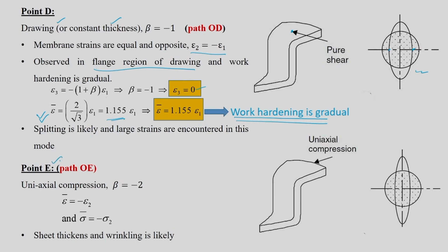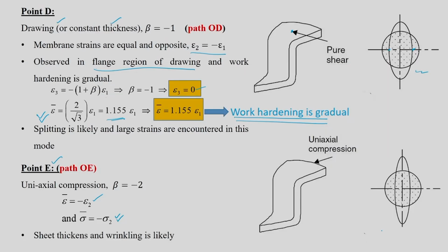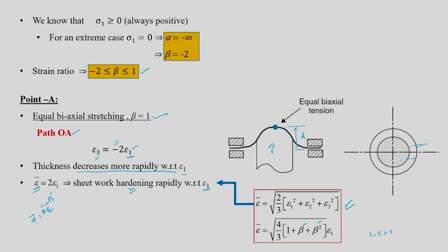And there is one more point called point E. If you pick up the point OE, that is the last one, beta equal to minus 2. Here also you can see that epsilon bar will be equal to minus epsilon 2, and of course you can also get this type of relationship. If you put in the sigma bar equation, square root of 1 minus alpha plus alpha squared into sigma 1, you can get sigma bar, and you will see that it will be equal to minus sigma 2. The epsilon bar equation can also be obtained. Beta is equal to minus 2, so 1 minus 2 plus 4, and so on. So you will get minus epsilon 2. Epsilon bar will be equal to minus epsilon 2.